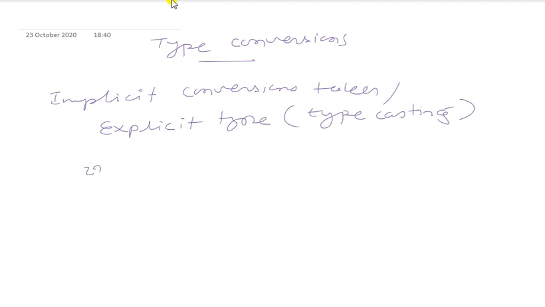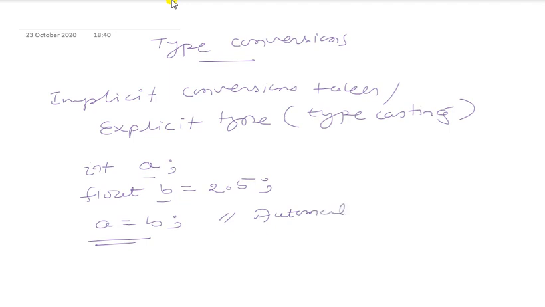For instance, say int a and float b is equal to 2.5. So a is an integer variable, b is a floating point variable. When you say b is assigned to a, here automatic conversion is taking place. That automatic we call implicit. So what happens? The real number is converted to integer and then it will be stored.